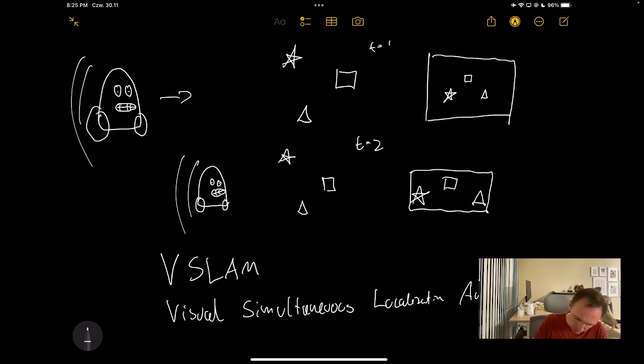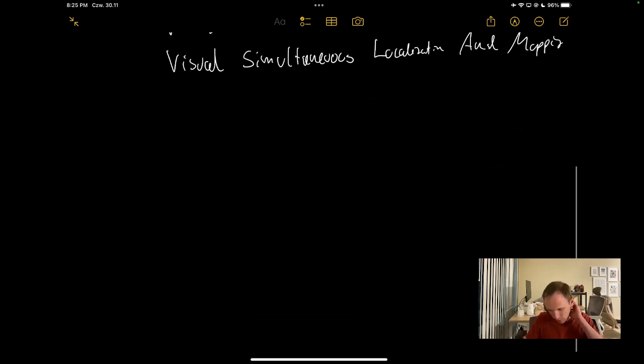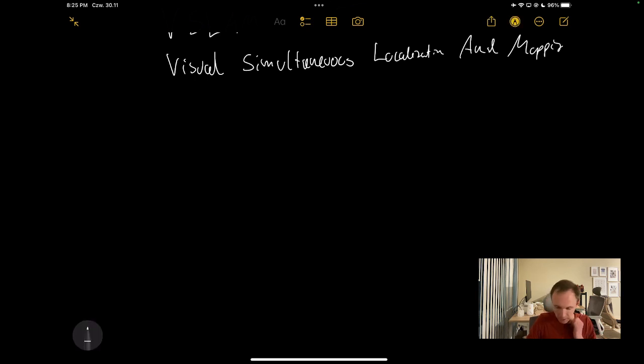So we're going to build a map, a collection of those key points, like these stars and squares and triangles. We're going to build the map, and we're going to localize with respect to such a map. That's what VSLAM is. And there are many ways to do VSLAM, and I'm going to show one of them.